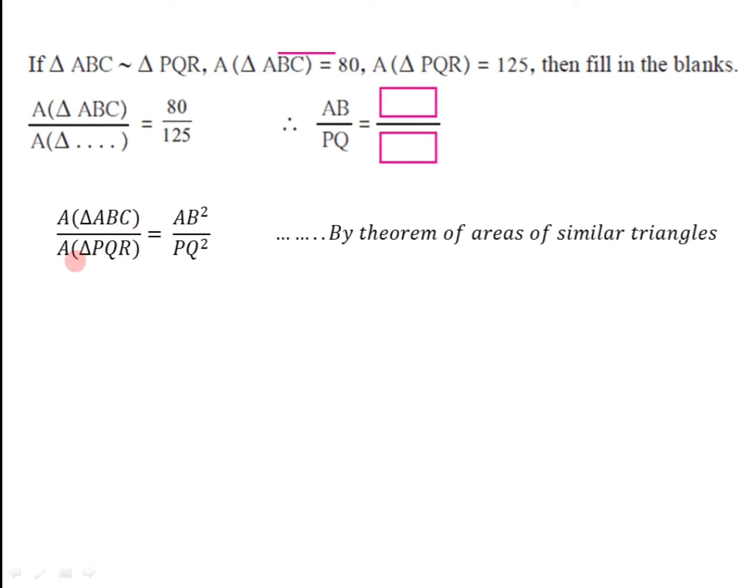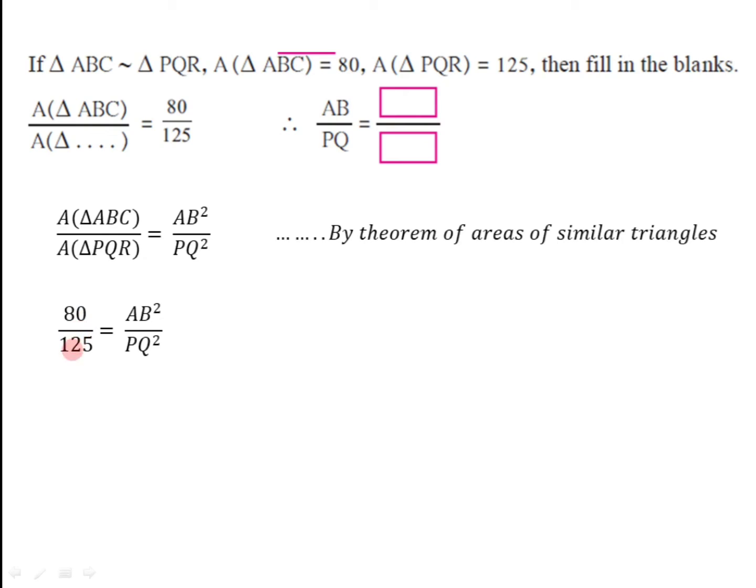Area of triangle ABC and area of triangle PQR are given, that is 80 and 125 respectively. So we'll replace here area of triangle ABC by 80 and area of triangle PQR by 125, that is equal to AB square divided by PQ square on the right hand side as it is. Now we have to simplify this to get the value of AB divided by PQ. We don't want the value of AB square by PQ square.